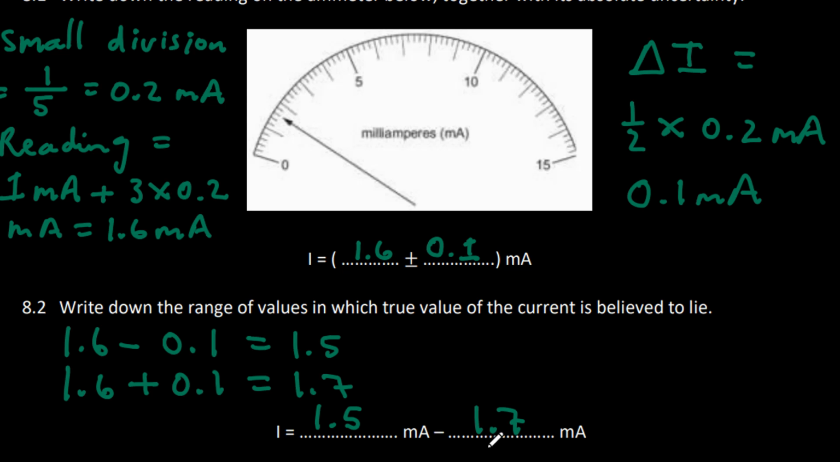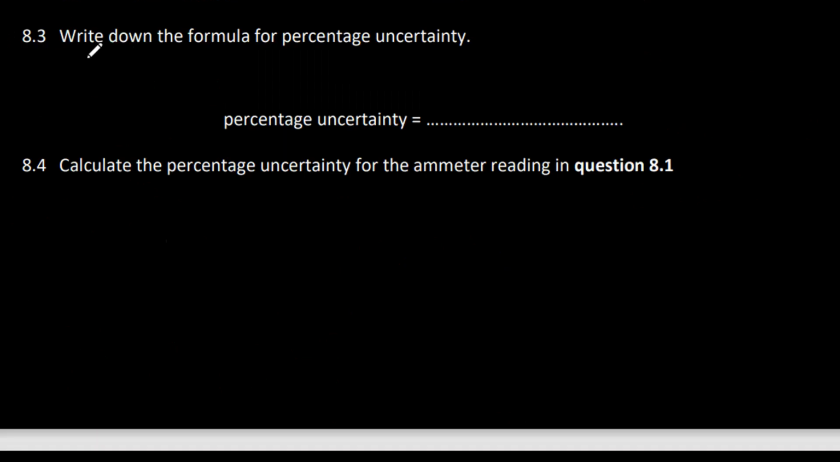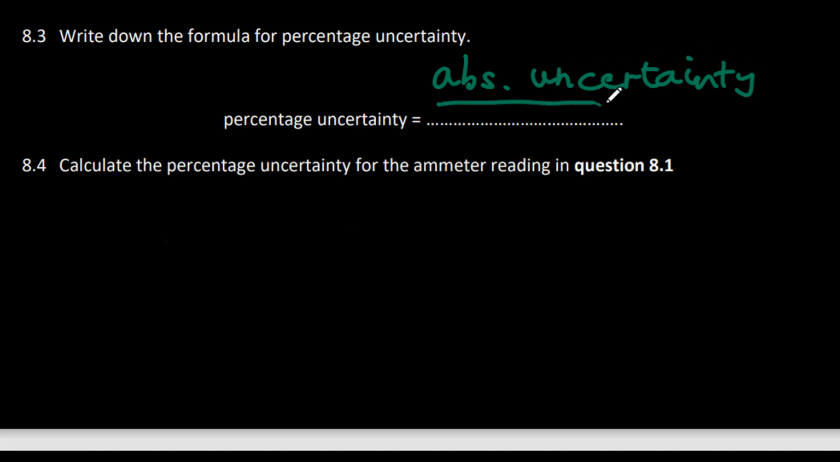Then in question 8.3, it says write down the formula for percentage uncertainty. So the percentage uncertainty is the absolute uncertainty divided by the measured value, and we can just write value for measured value, and this is multiplied by 100 in order to get a percentage.